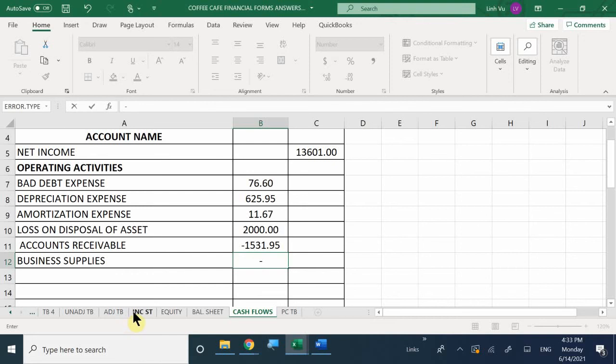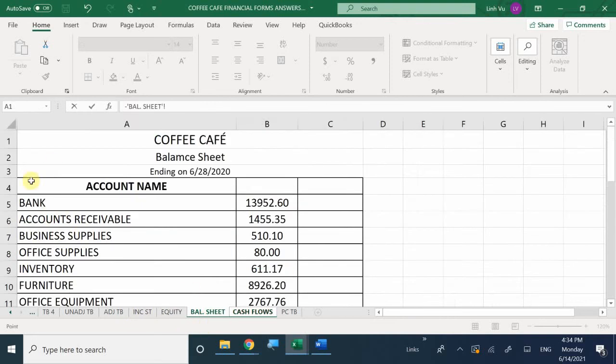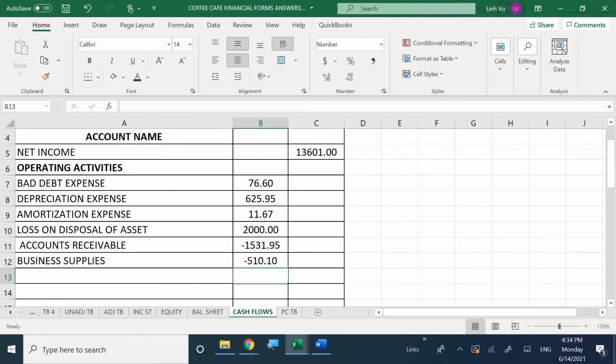So in this case, I have to subtract out my amount here, the $510.10, because I already spent the cash. I already bought the supplies. I don't have the $510. Okay.